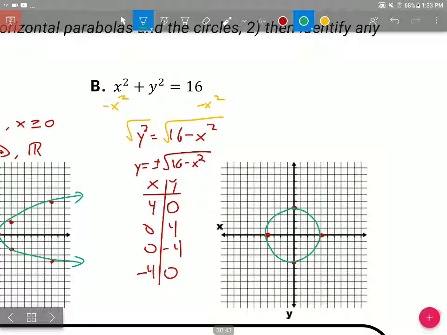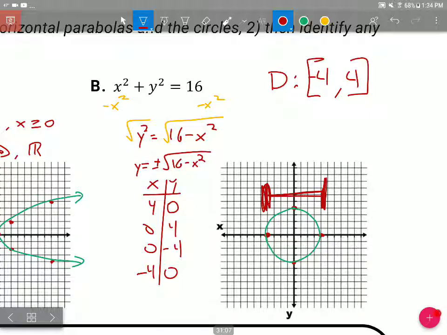All right, so there's your circle. Last but not least, domain and range. Your domain is least x to greatest x. What is the furthest x on the left, the most negative? Negative 4, that's the furthest point on the left. What's the furthest point on the right? Positive 4. And since they're actually part of the graph, they get the brackets. Honestly, as an inequality, you could also do it like this: negative 4 less than or equal to x, less than or equal to 4.